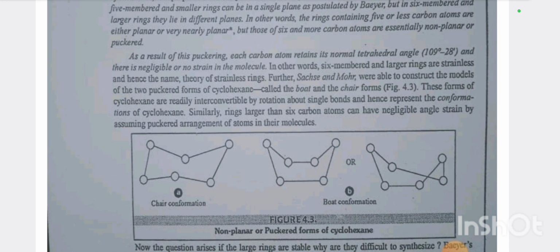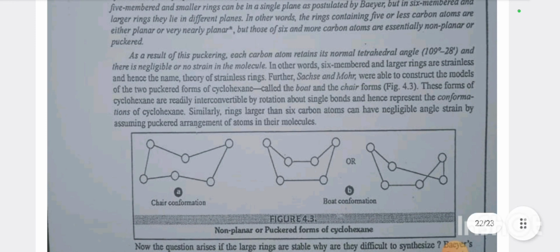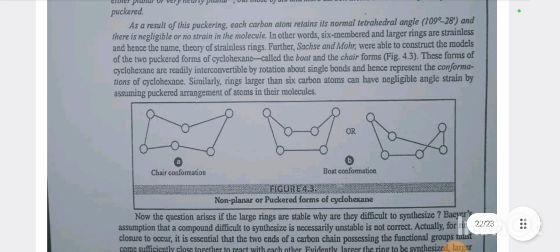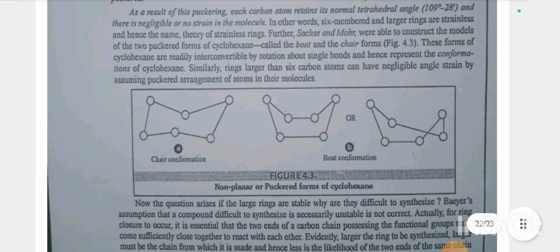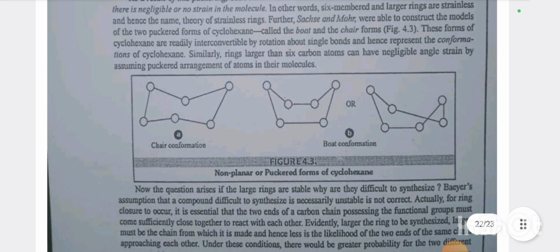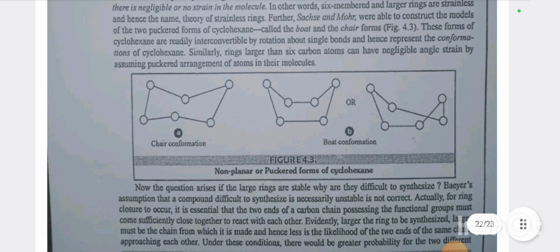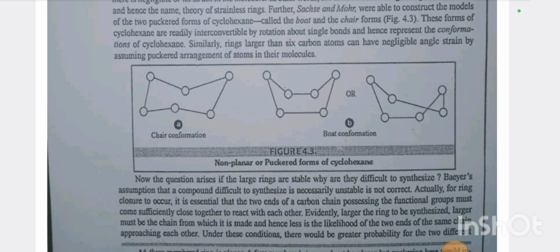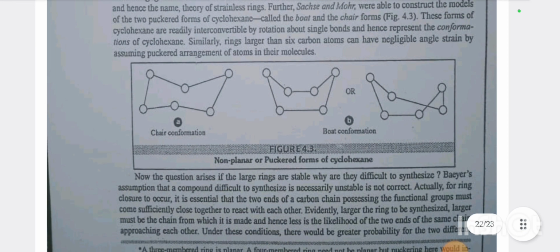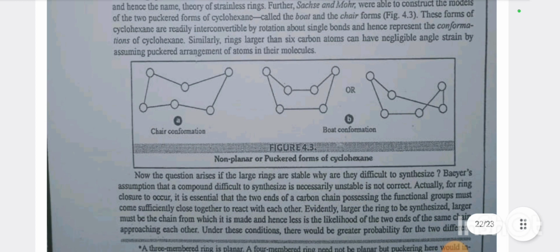In other words, the rings containing 5 or fewer carbon atoms are either planar or very nearly planar, but those of 6 or more carbon atoms are essentially non-planar or puckered. As a result of this puckering, each carbon atom retains its normal tetrahedral angle and there is negligible or no strain in the molecule. In other words, 6-membered or larger rings are strainless, and hence the name of the theory, strainless rings. Further, Sachse and Mohr were able to construct the models of two puckered forms of cyclohexane called the boat and the chair forms. These forms of cyclohexane are readily interconvertible by rotation about single bonds and hence represent the conformations of cyclohexane.